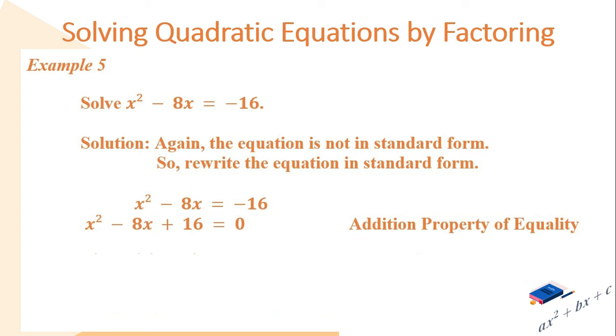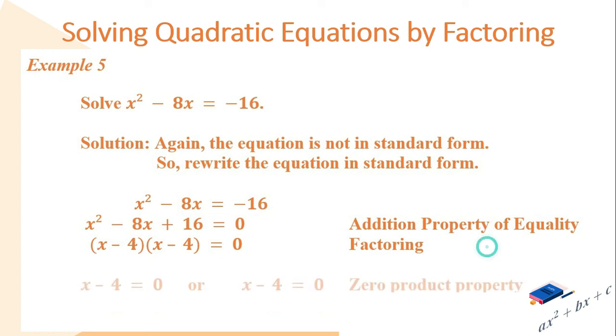So using the addition property of equality, we will have x squared minus 8x plus 16. That gives us the factors x minus 4 times the quantity x minus 4. And then we apply the zero product property, and that gives us x minus 4 equals 0 and x minus 4 equals 0. Now, our x sub 1 is equal to positive 4, and our x sub 2 is equal to positive 4.